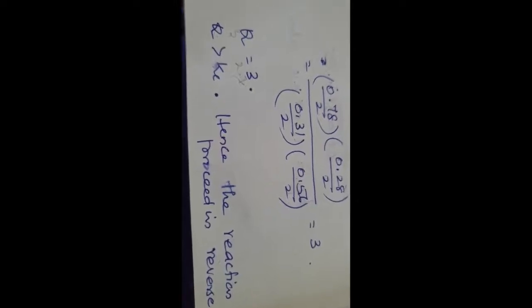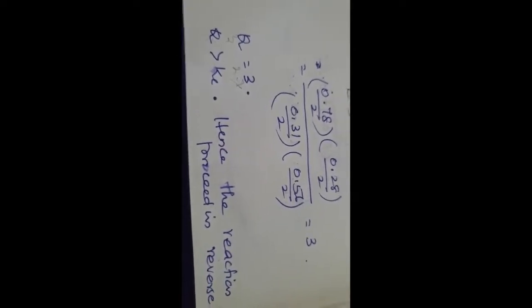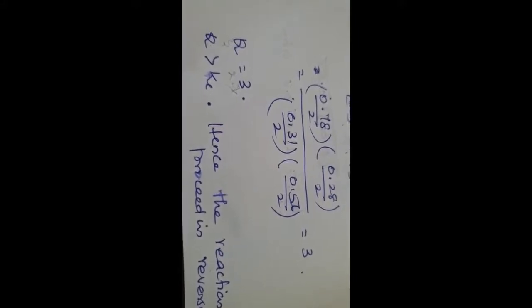So the Q value is 3 and the Kc value is 2.7. Which is greater, 3 or 2.7? 3 is greater, so Q is greater than Kc, hence the reaction proceeds in the reverse direction. Q greater than Kc means the reaction proceeds in the reverse direction. So to reach the equilibrium, the reaction proceeds in the reverse direction.